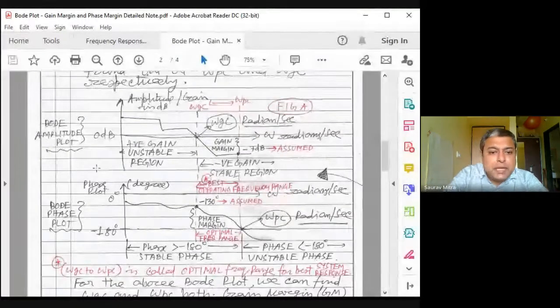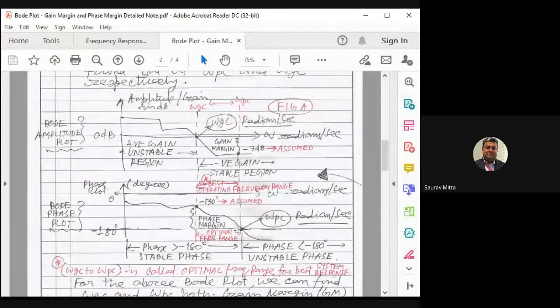Next is what? This is the phase plot. In the phase plot, you find that at initial frequency it starts somewhere negative. Suppose this is minus 20 degree or something. Then you find that as frequency increases, phase reduces. And somewhere here, let's say omega GC I called, suppose, 10 radian per second. Let's say it is 50 radian per second.